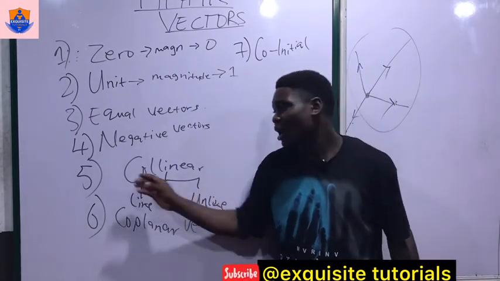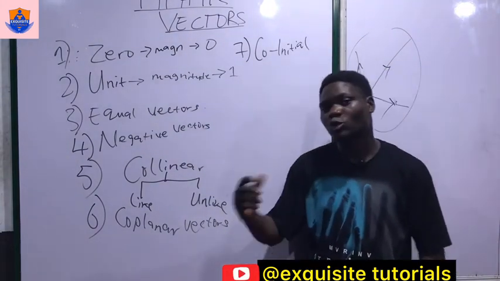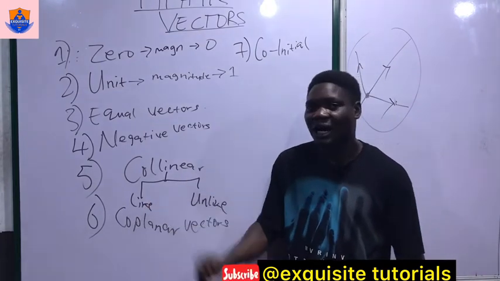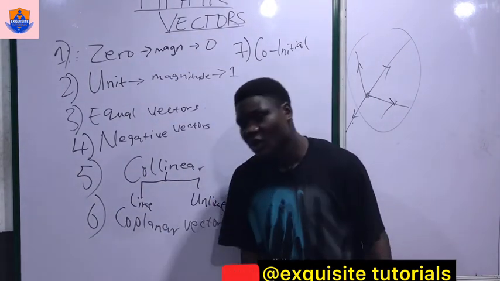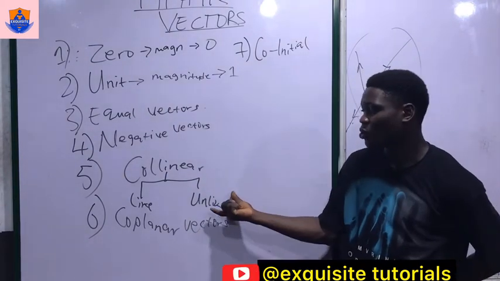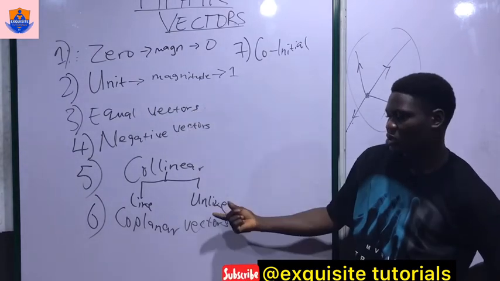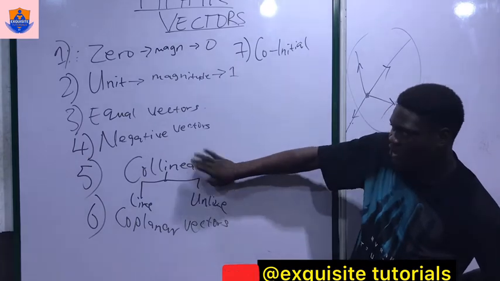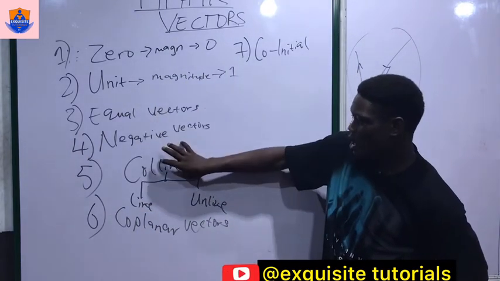Then anytime they are parallel to each other, irrespective of their direction, they are called collinear. Now, if they are parallel to each other and have the same direction, they are like vectors. If they are parallel to each other and have opposite direction, they are unlike vectors, which implies that all negative vectors are actually unlike vectors, and all negative vectors are collinear. All equal vectors are like vectors. All equal vectors are collinear.